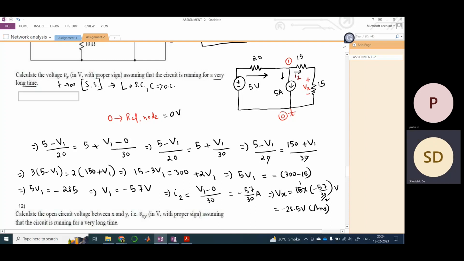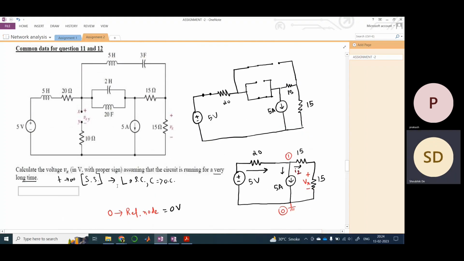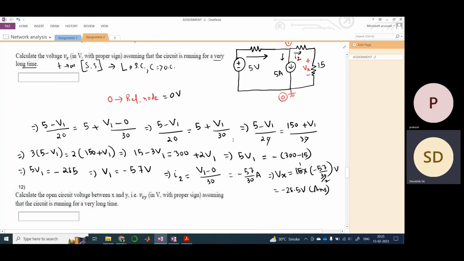This is a pretty simple problem, but the steps are a bit lengthy. You just need to simplify this circuit, provided you know that at steady state the inductor works as a short circuit and the capacitor works as an open circuit. According to that the circuit will get modified, and you can use nodal analysis or mesh analysis to get the voltage at Vx. So this is pretty simple.